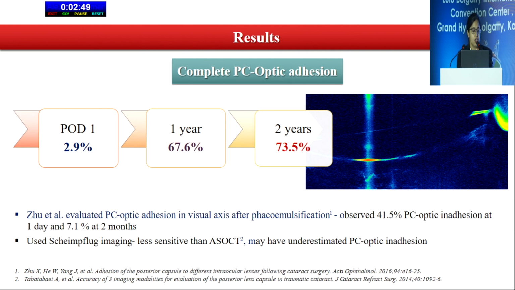This is in contrast to a study by Zhu et al., the only other study I could find which evaluated PC optic adhesion in the visual axis after phacoemulsification. They saw that 41.5% of cases had PC optic non-adhesion on postoperative day 1. 59% had complete adhesion and 7.1% had PC optic non-adhesion at 2 months. So at 2 months, nearly 93% of their cases had complete PC optic adhesion. The contrast may be because they used Scheimpflug imaging, which is less sensitive than anterior segment optical coherence tomography and may have underestimated the PC optic non-adhesion rate.